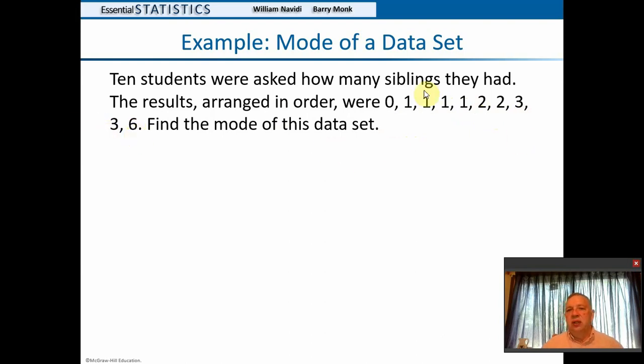So here clearly the 1s have the highest frequency by itself, so it's unimodal, one mode, and that mode value is 1. So the most common answer for the siblings is 1.